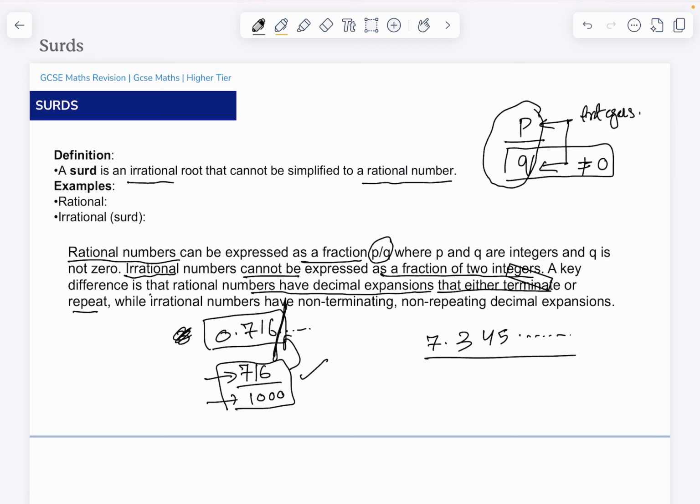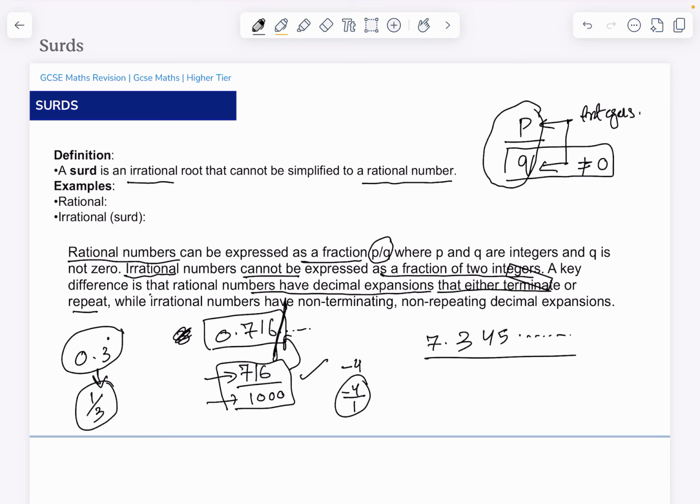Now, for example, a recurring decimal 0.3 repeating can also be converted to a rational number, 1 over 3, right? Any negative number can also be written as negative 4 over 1. So this is also a rational number.